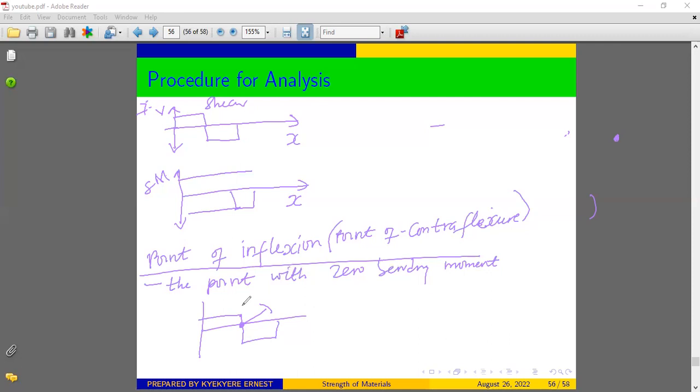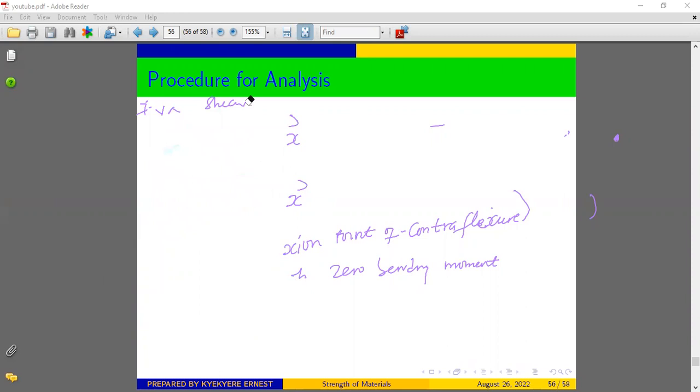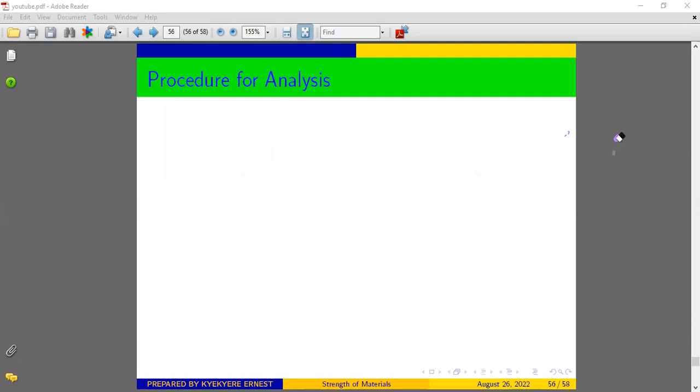Good. So having been able to look at all these, let us quickly solve an example on what we have done. And we see how to draw the shear force and the bending moment diagram. And from there, we can bring our lecture to an end.